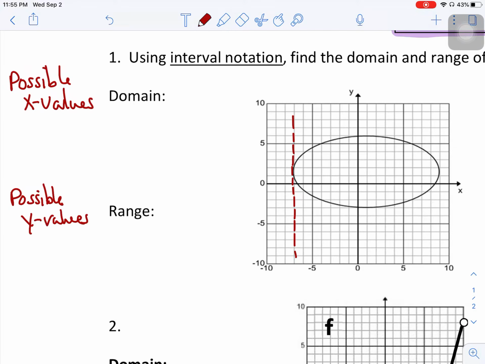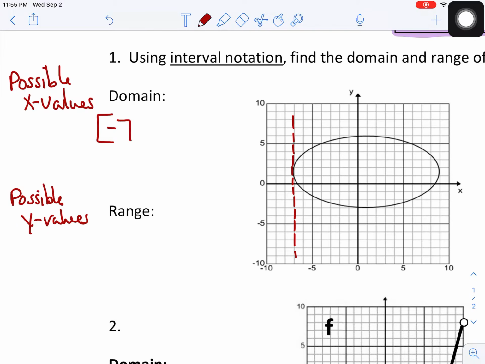That's as far to the left as this graph goes. That's the lowest x value. So that means my domain starts at -7. And I'm using the bracket there because if you look at the curve, we do actually touch the value. We have a value here at x equals -7. So that means that we use the x value of -7.